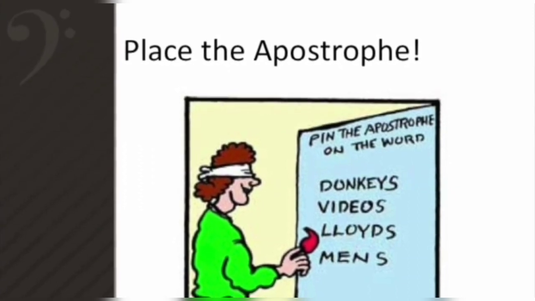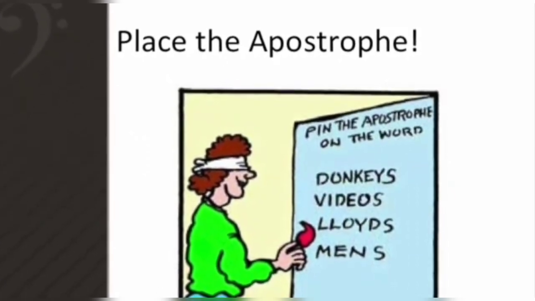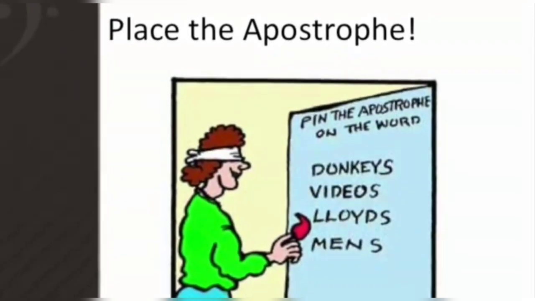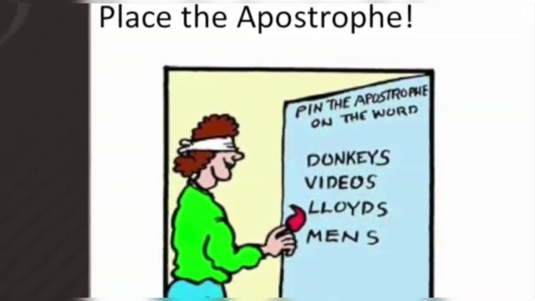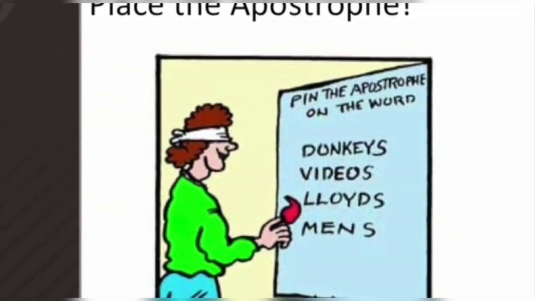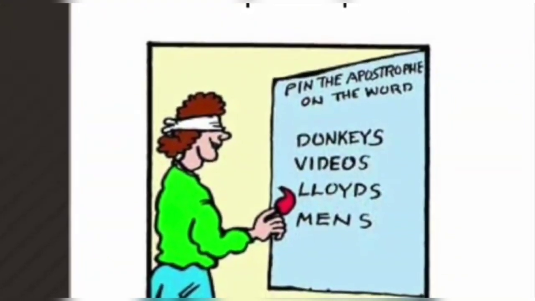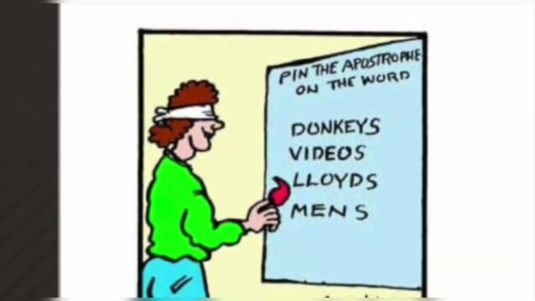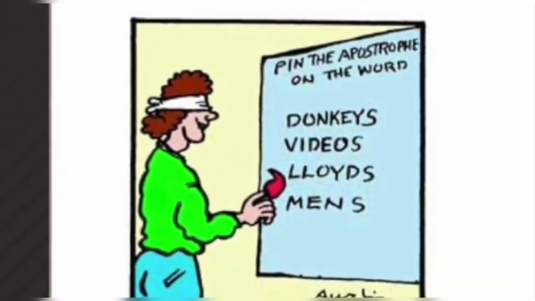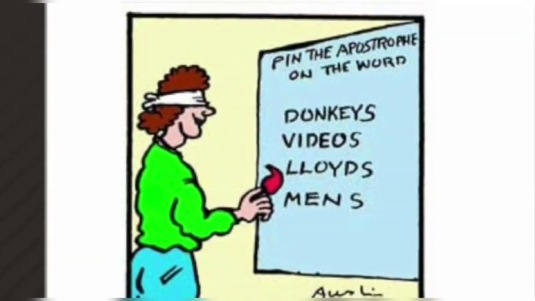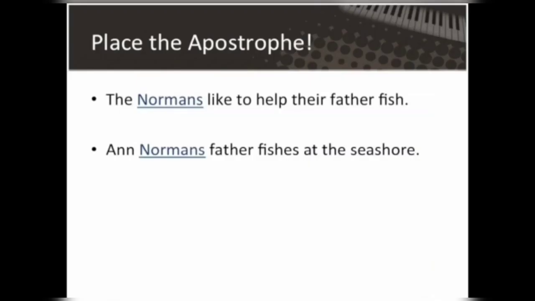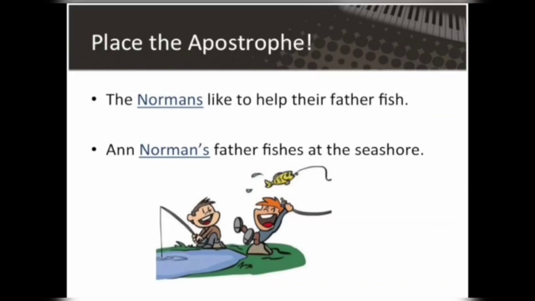Now here in the video the same nouns are given, without apostrophe s. Now you have to observe and think where the apostrophe s or apostrophe mark should be. I am going to give you the hint and answer, but at the same time you have to think upon that. Place the apostrophe. First, the Normans like to help their father fish. Second, Norman's father fishes at the seesaw.